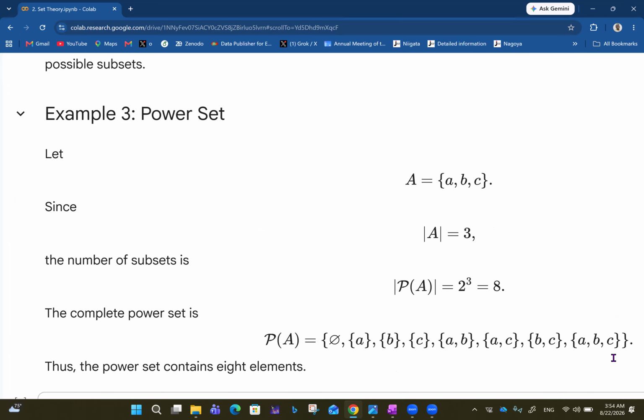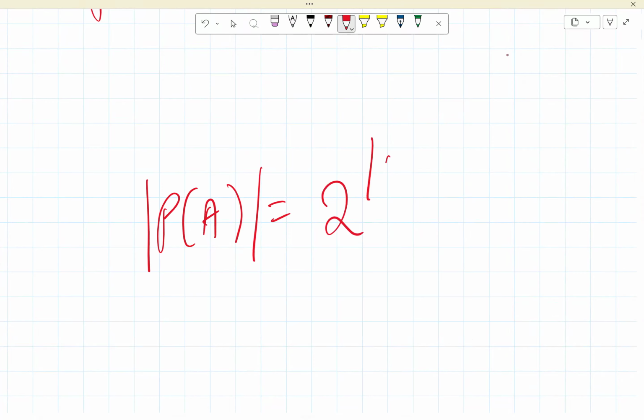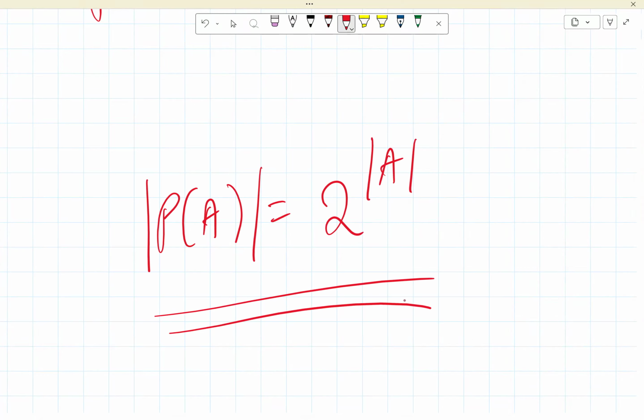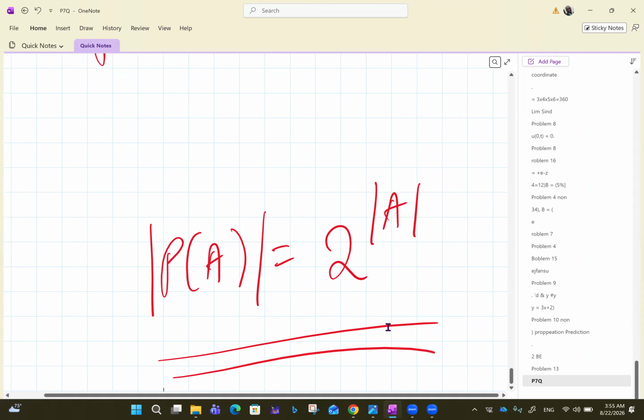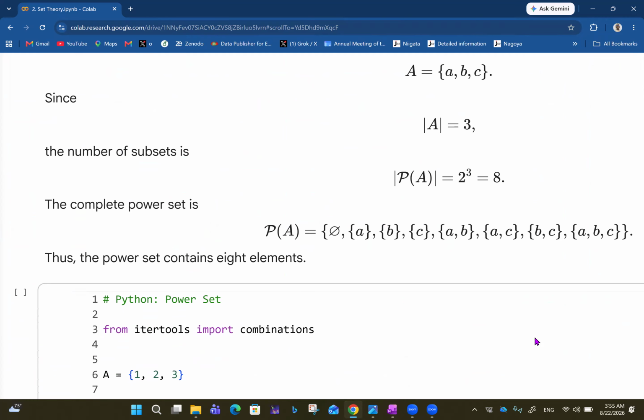So if the cardinality of a set A is given to be n, then the cardinality of the power set will be 2 raised to the power of the cardinality of A. In essence, the cardinality of the power set of A is equal to 2 raised to the power of the cardinality of A. So the power set contains 8 elements, like we've seen here.